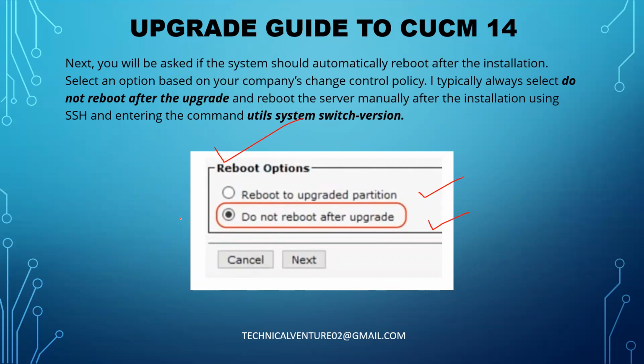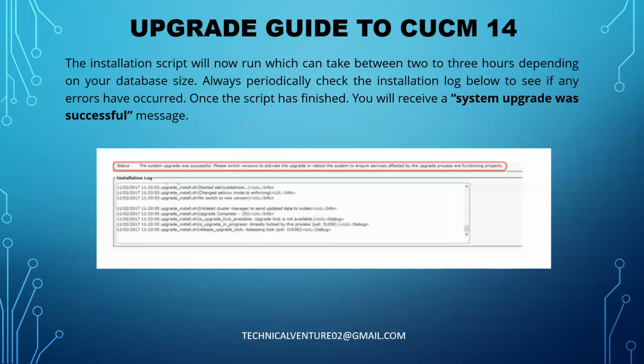You can select this one and reboot the server manually after the installation by accessing it via SSH. Go to PuTTY, enter your CUCM IP details, SSH, put the username and password, and then you can go to admin and use the command utils system switch version, as I can show you on the upcoming slide.